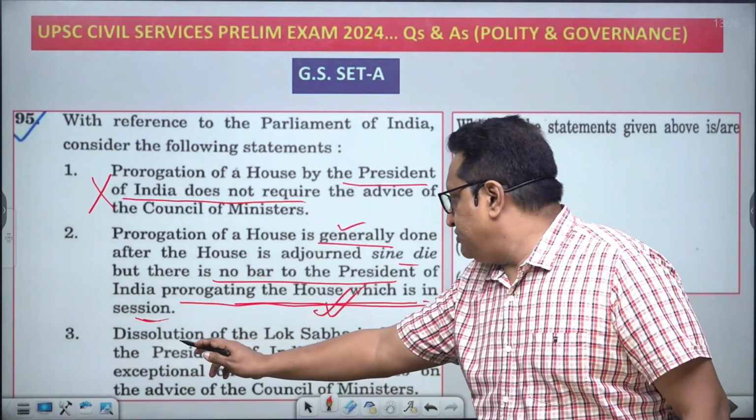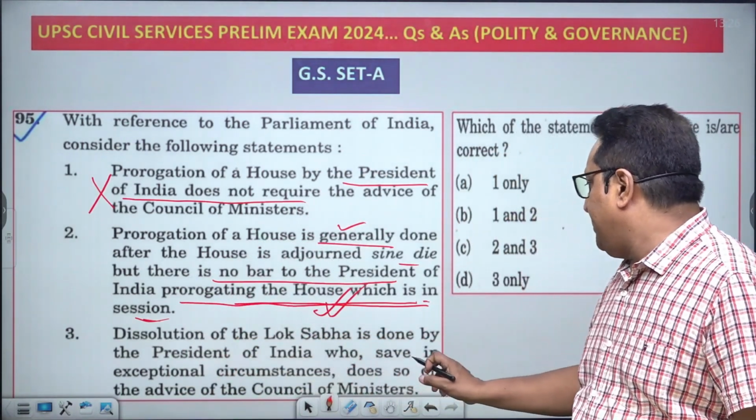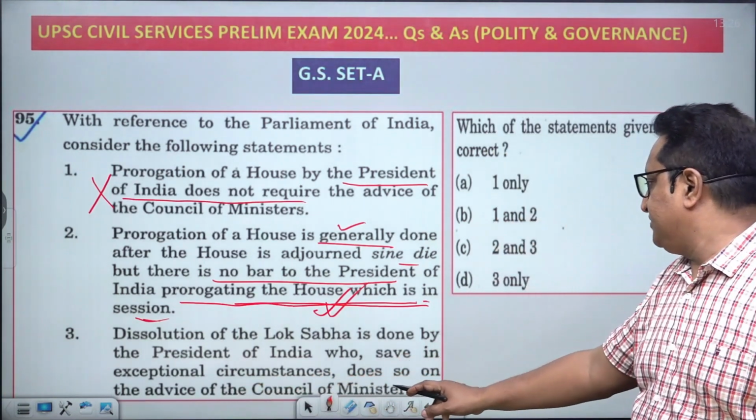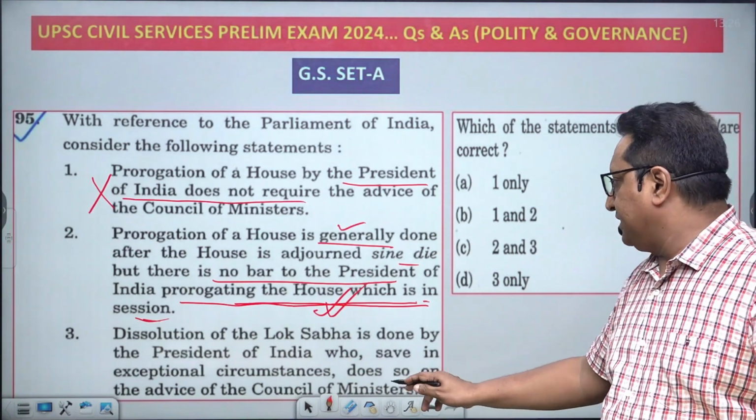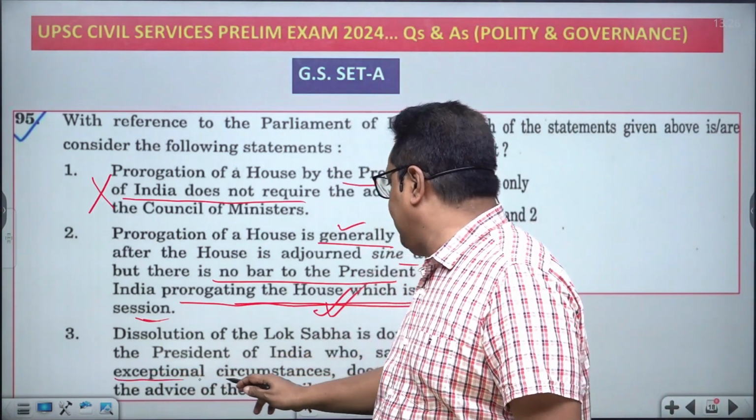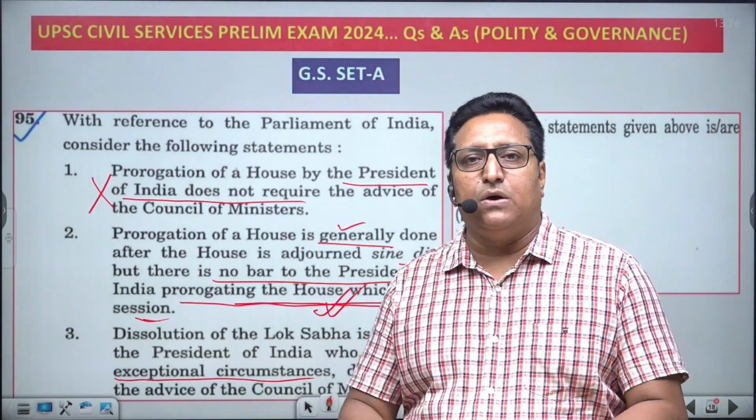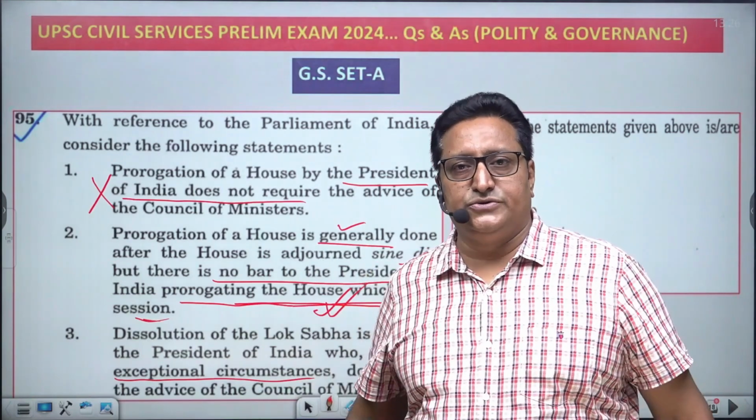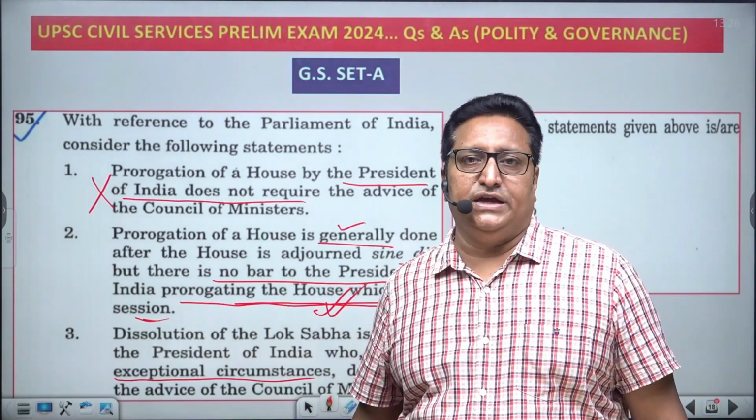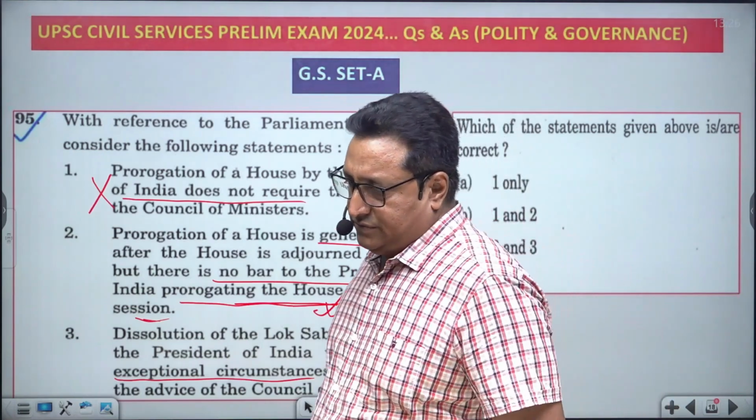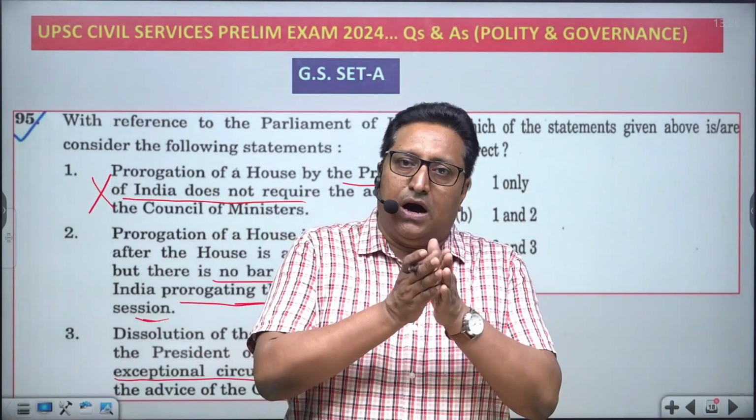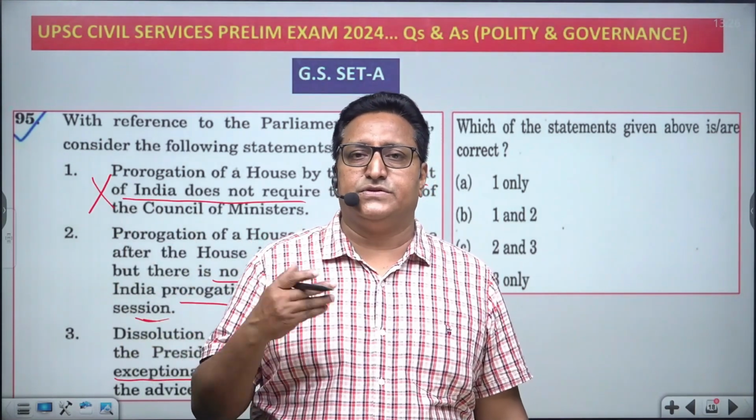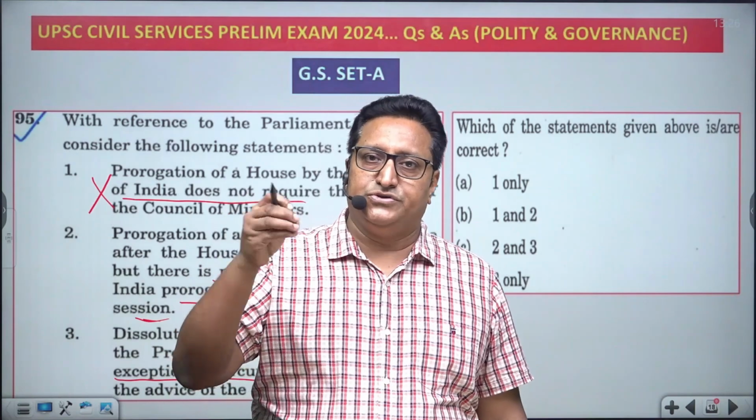Correct. Dissolution of the Lok Sabha is done by the President of India, who, save in exceptional circumstances, does so on the advice of the Council of Ministers. Yes, that's also correct. Only in exceptional circumstances may he dissolve the House without the advice of the Council of Ministers. Usually he must dissolve the House only on the recommendation of the Council of Ministers. Maybe sometimes it may so happen that the House is going to complete its term of 5 years, but the outgoing government has not recommended the President of India to dissolve the Lok Sabha.